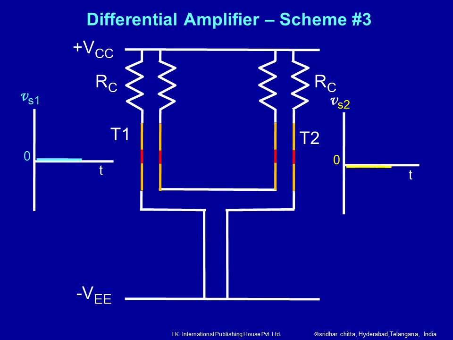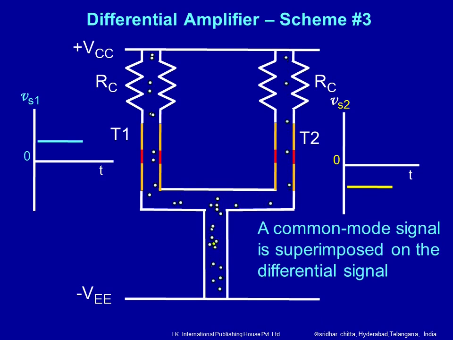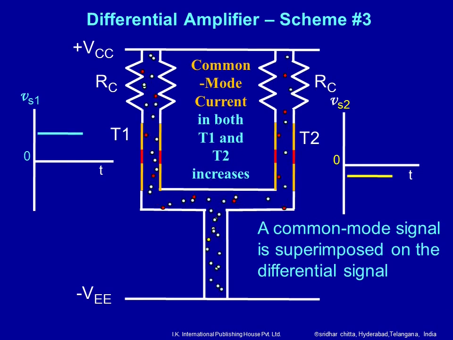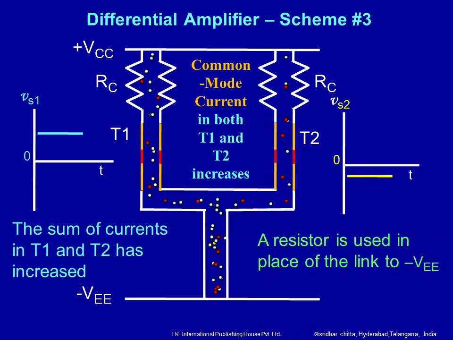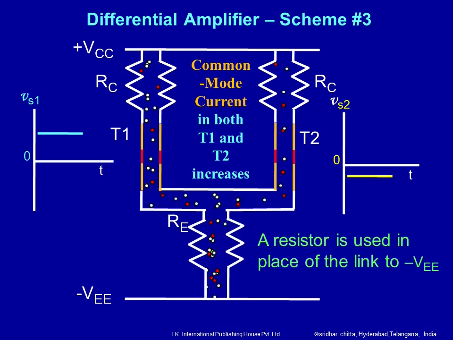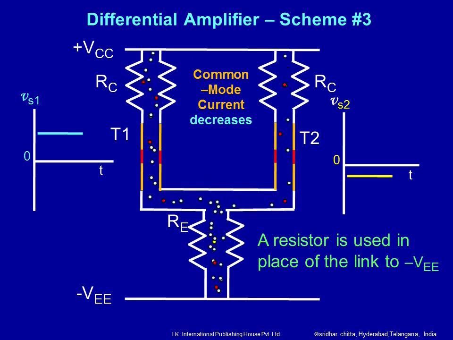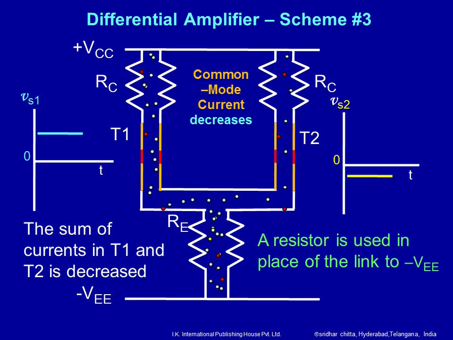A common mode signal is superimposed on the differential signal. The common mode current in both T1 and T2 increases. A resistor is used in place of the link to minus VEE. The common mode current decreases. The sum of currents in T1 and T2 is decreased.